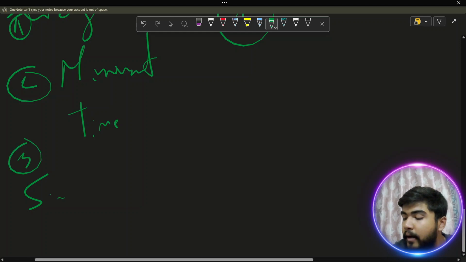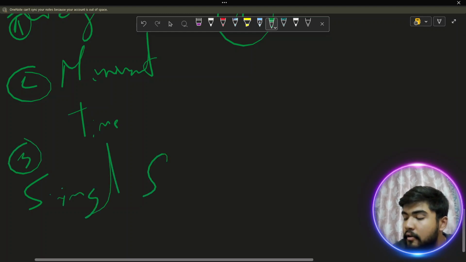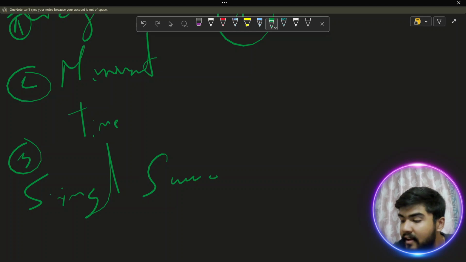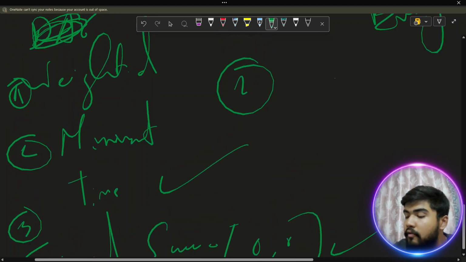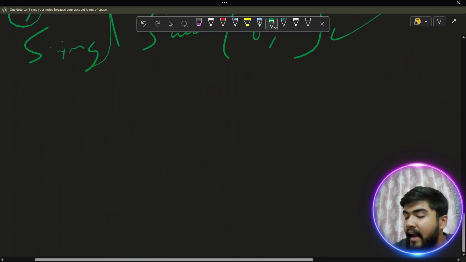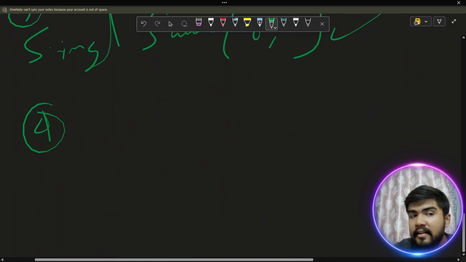Do we have a single source? Third point is single source. Do we have single source? Yes, we are starting from 0, 0. So we have single source validated. Minimum time they are looking for. The graph is weighted. Another one is single source.